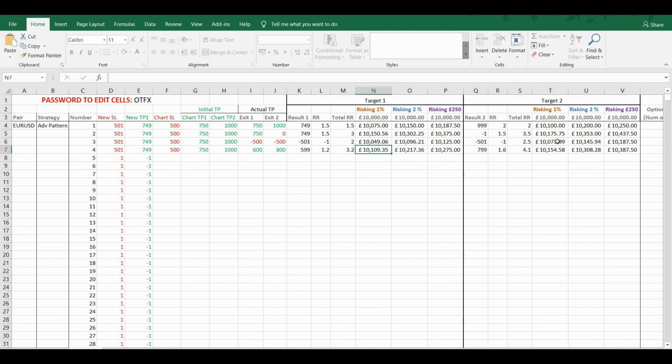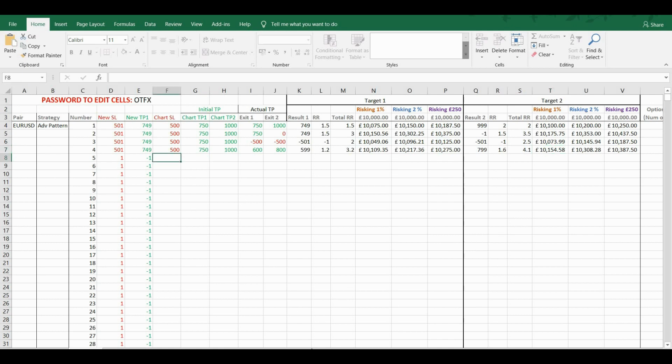So notice that these account values aren't the same because this side here isn't taking into account the second targets, whereas this is taking into account the first and second targets. So that's what I mean by you want to be using this side really, because the account value is going to differ between the two.